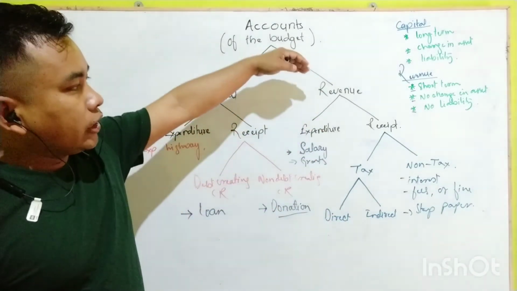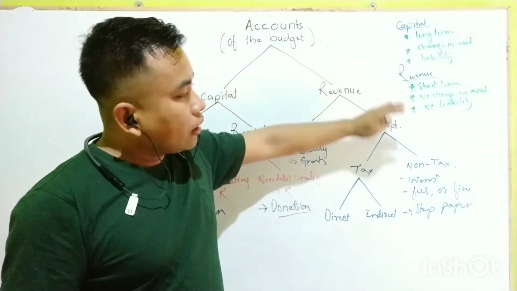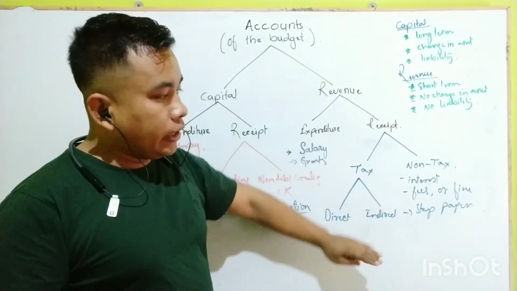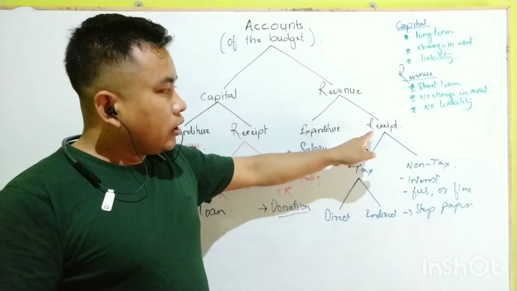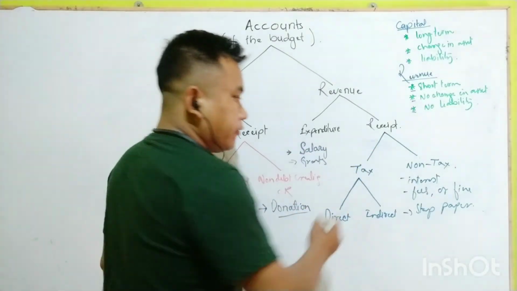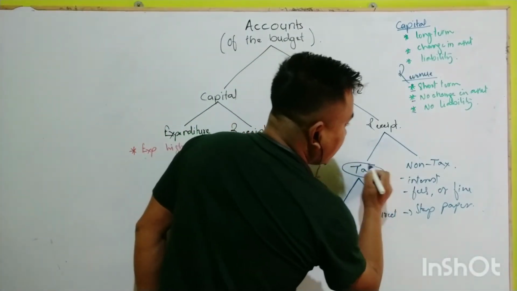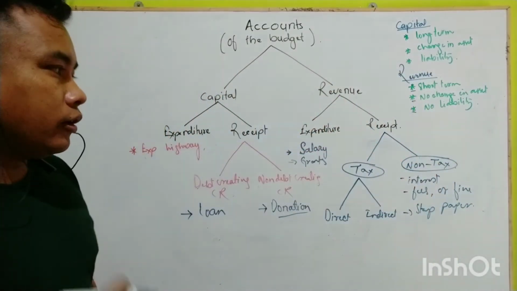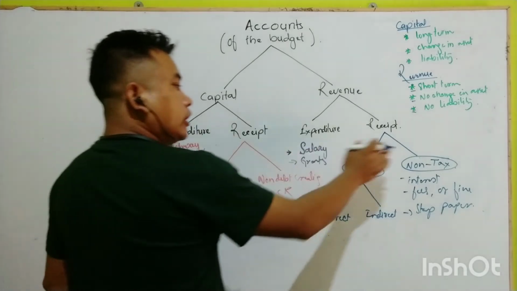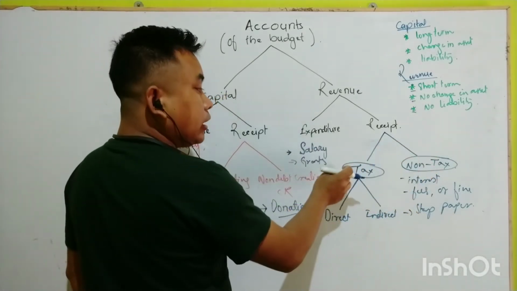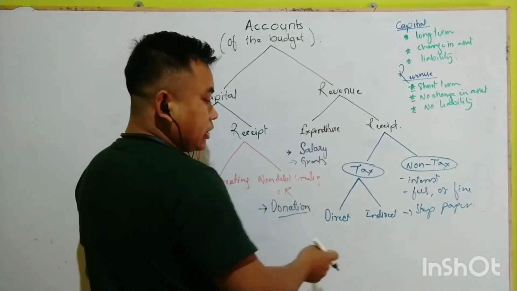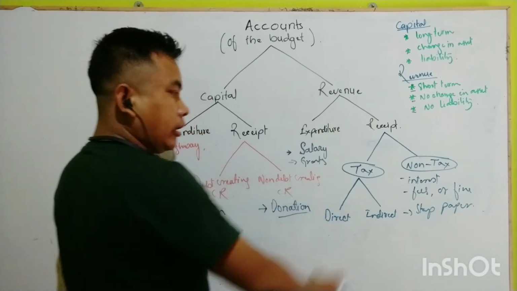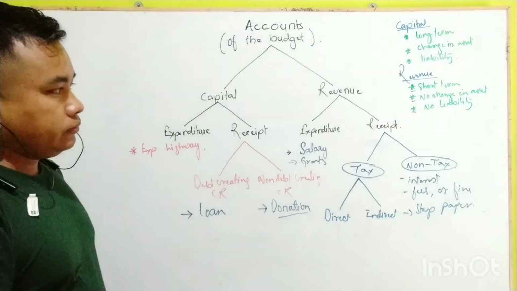Under revenue receipt, the first classification is tax and non-tax. This is the first classification under the revenue receipt. Non-tax types come later, but for tax we have again two subtypes: direct tax and indirect tax.